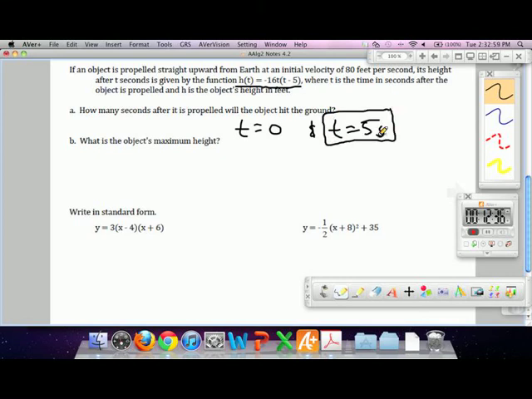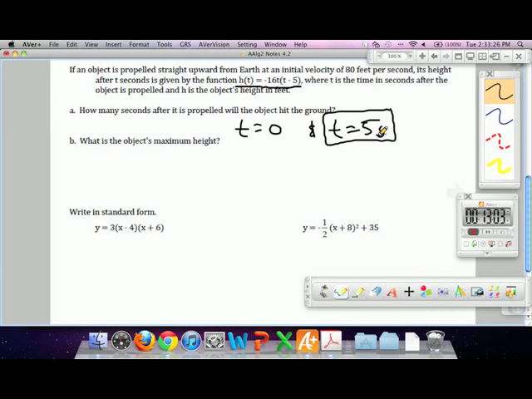What's the maximum height? When's that at its highest? This looks like a parabola, right? Two variables multiplied together. So how would you find the maximum of a parabola? Where's the maximum at? The y-coordinate of the vertex. So you better find the x value of the vertex, and then calculate its y value.